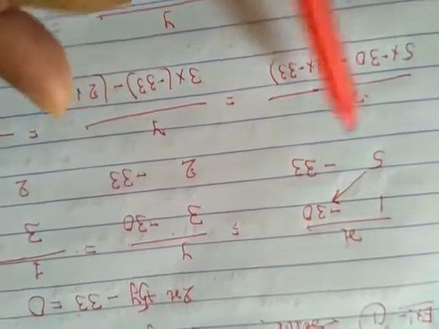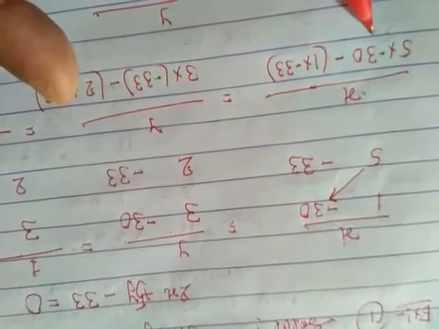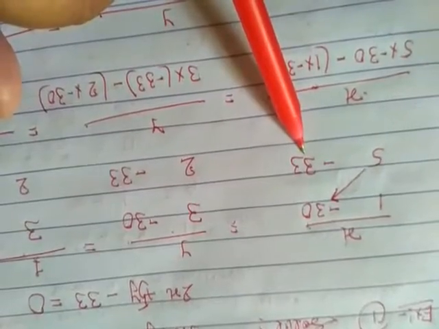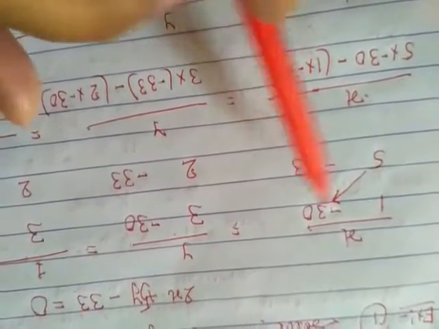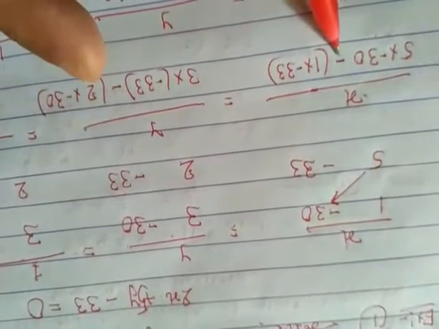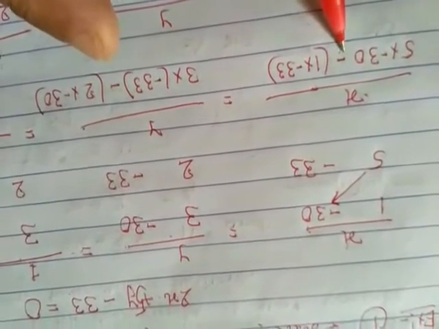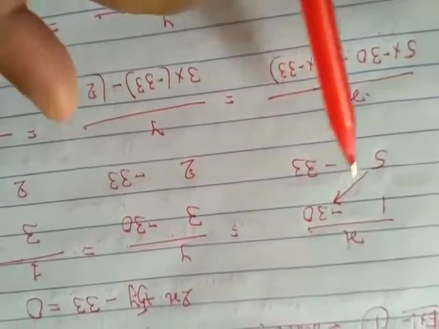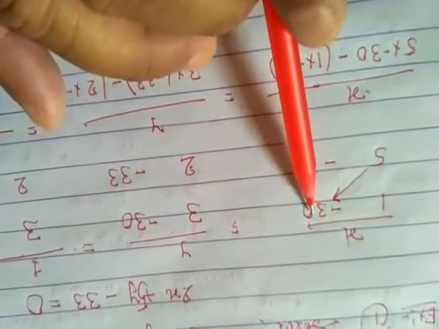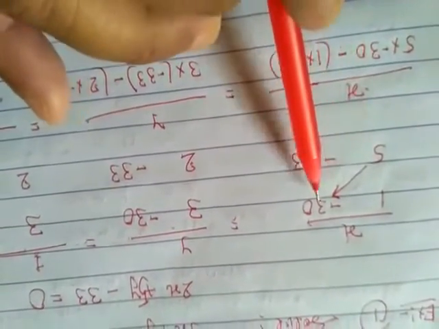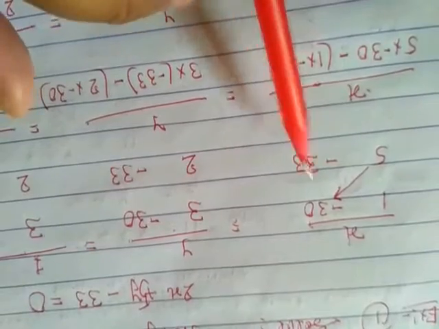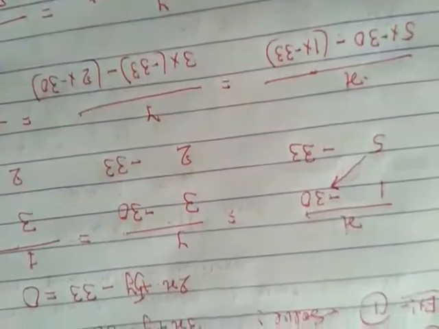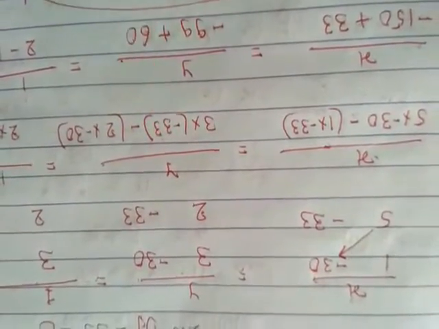But the second pair, 1 and minus 33, will be taken with a negative sign. So we have to apply a minus sign: minus 1 into minus 33. The first pair, the first order, is always treated as it is, but the second order is taken with a negative sign.